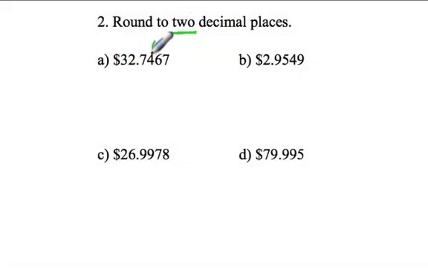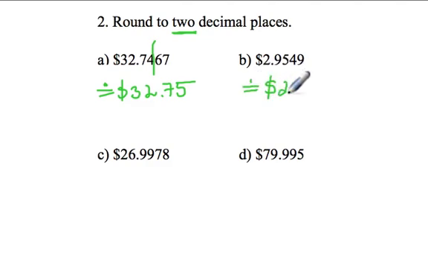So we're going to round up to here. We are going to look at the next number after 2 decimal places, which is 6. 6 is more than a 5, so 4 will be rounded up. So that equals rounded 32.75. Question B. If we round, that equals 2.95. Because the next number after the decimal place is 4, and that's less than a 5, so we're rounding down.